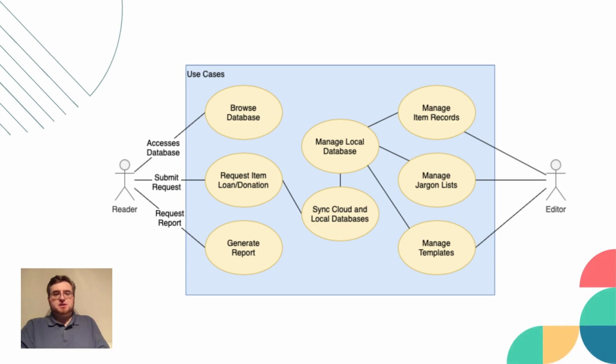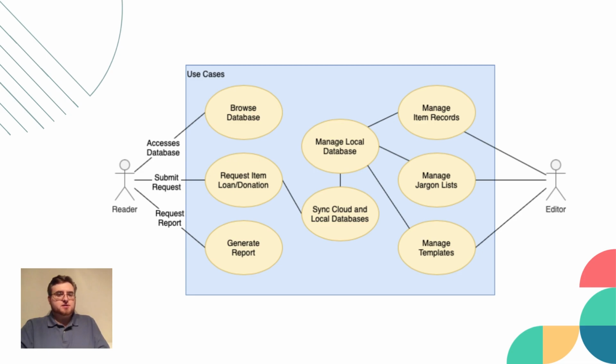Here is our use case diagram. As you can see, our use cases are bisected between two types of actors. The actor on the left is the reader actor, who has public, read-only access to the cloud database. They may request items to be loaned or donated, which updates the cloud database, and subsequently the local database. Readers may also generate files that summarize an item record.